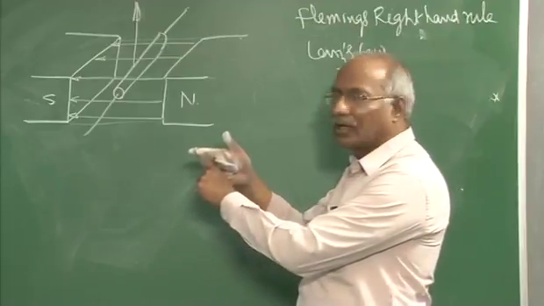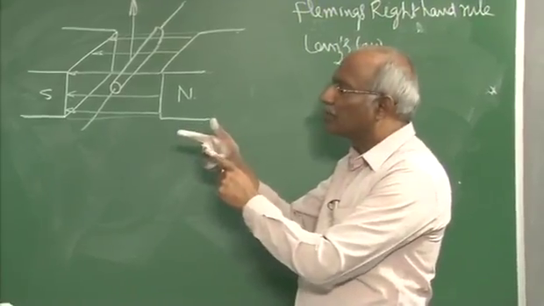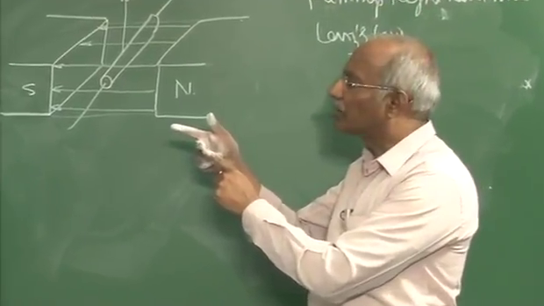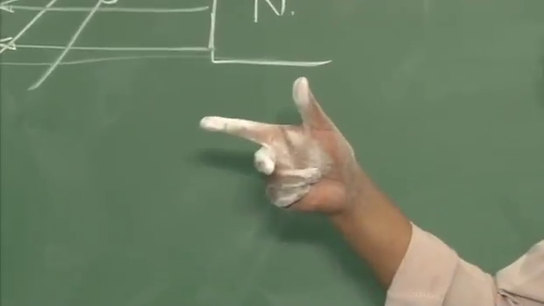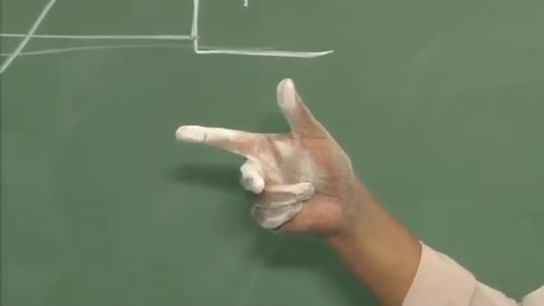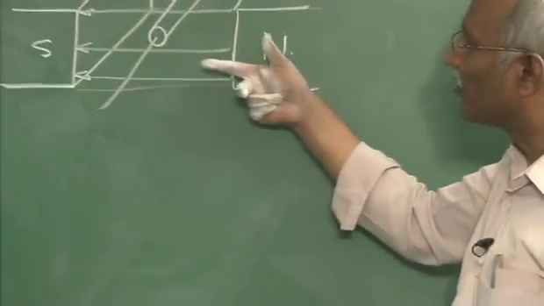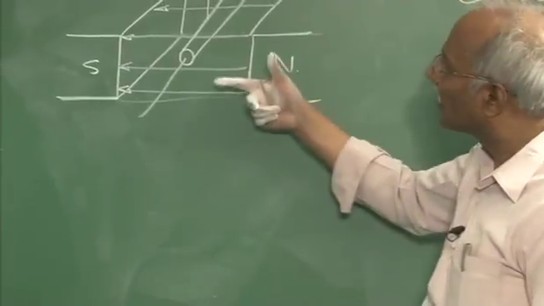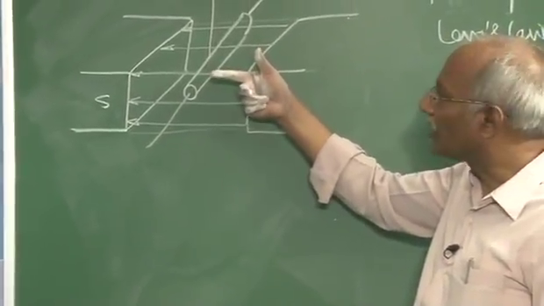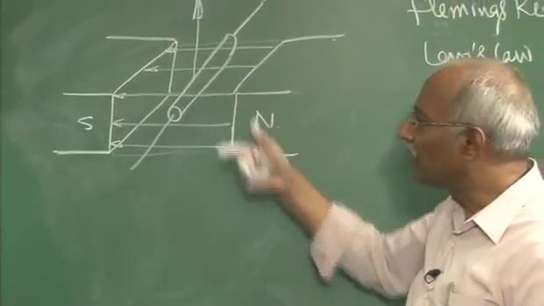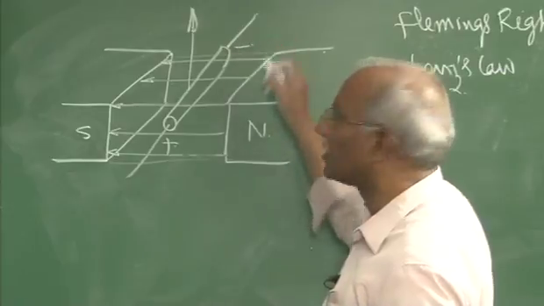The forefinger gives you the direction of the flux produced. The middle finger gives you the direction of the induced EMF, and the thumb gives you the direction of the conductor in which it is made moving. This is the direction of the flux. The conductor is moving upward, therefore the induced EMF is towards the observer or coming out of the board. Coming out of the board means this becomes positive and this becomes negative.